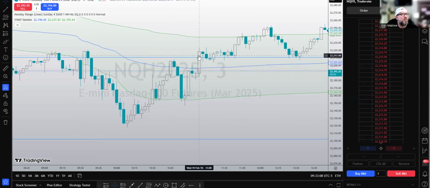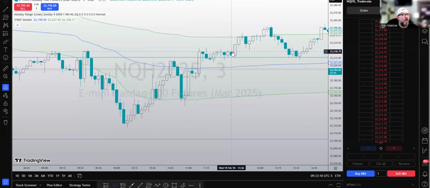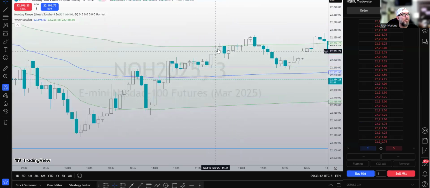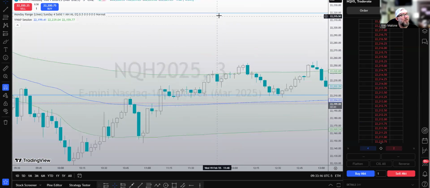Then we get up here, we get this push, and we have this long consolidation right here. And as you can see, look how beautiful that target was. I don't have to target all the way up here to the Monday range. I'm not in a long for something like that.